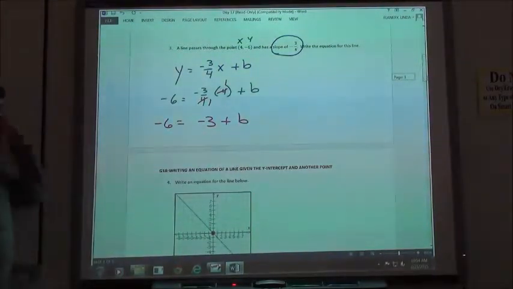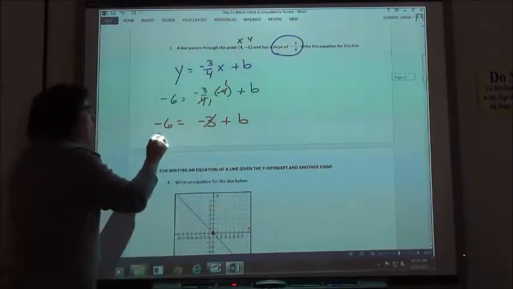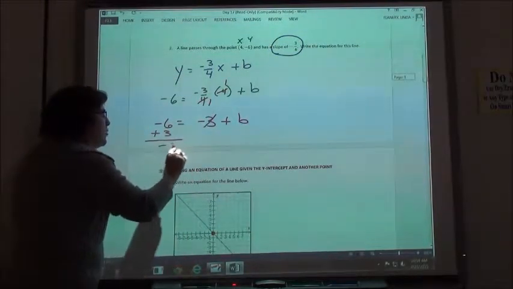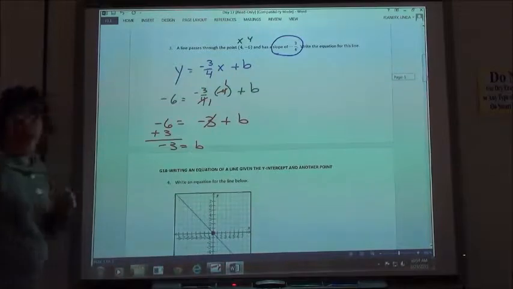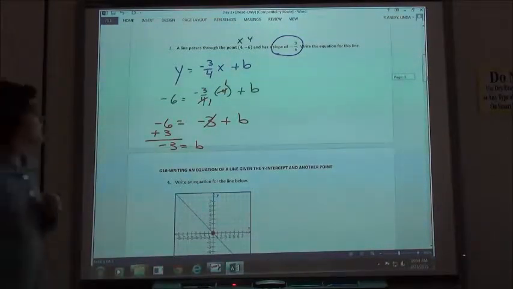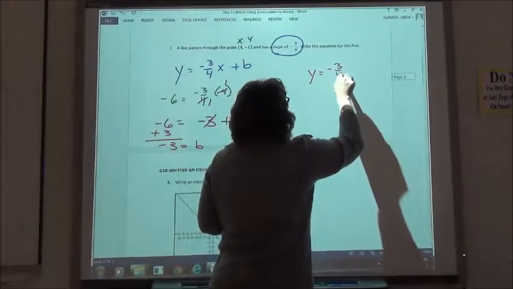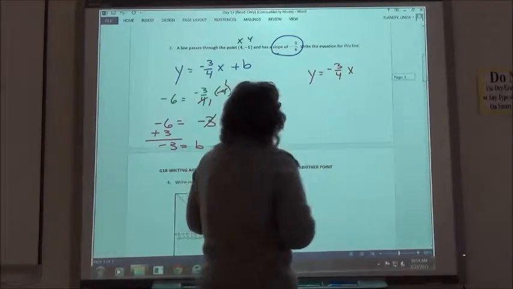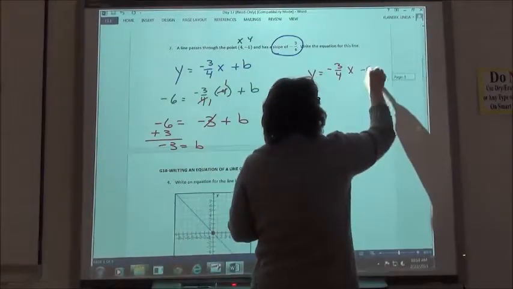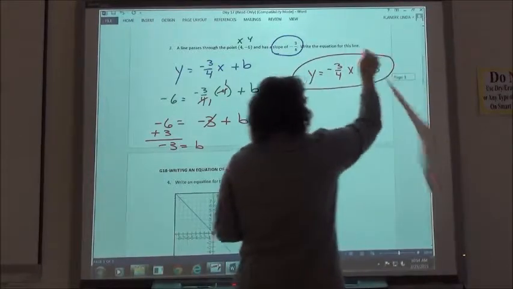So negative 6 equals negative 3 plus b. Solving that for b, I'm going to add my 3. So negative 3 is going to be my y-intercept. So my equation, y equals negative 3/4 x, since negative 3/4 was my slope, minus 3, since negative 3 was my y-intercept.